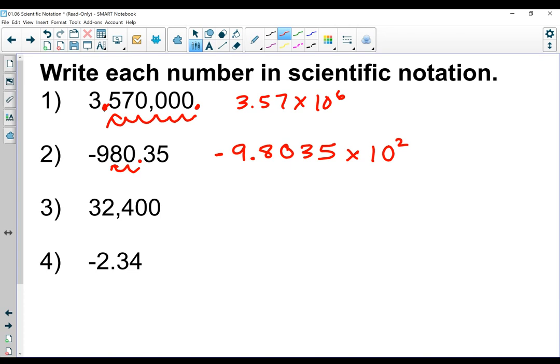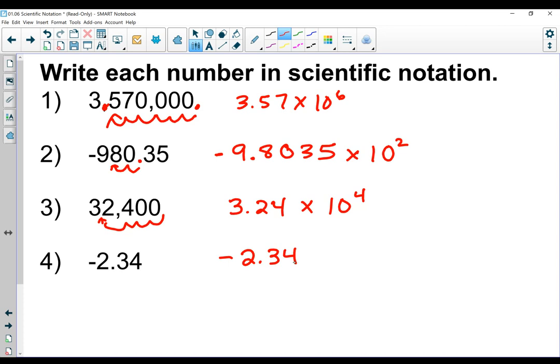On this one, I want one digit before the decimal again, so I want it to be 3.24. I want my decimal to be over here. So I'm moving it 1, 2, 3, 4 places. So times 10 to the fourth. My last one, it almost is in scientific notation.